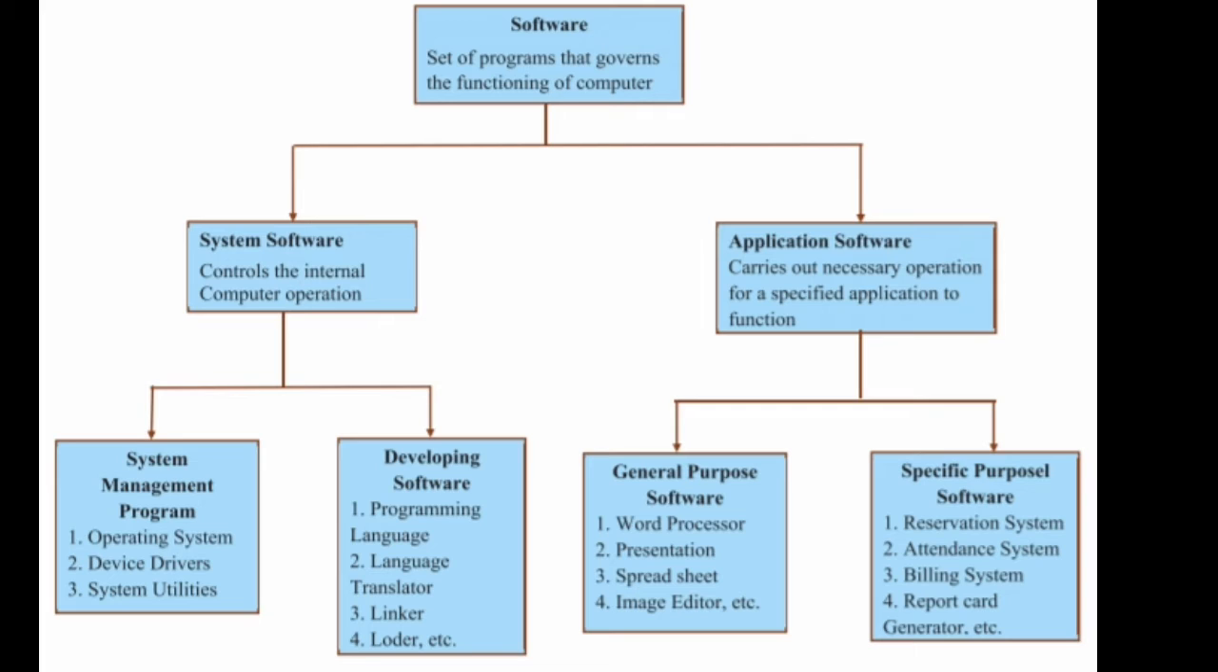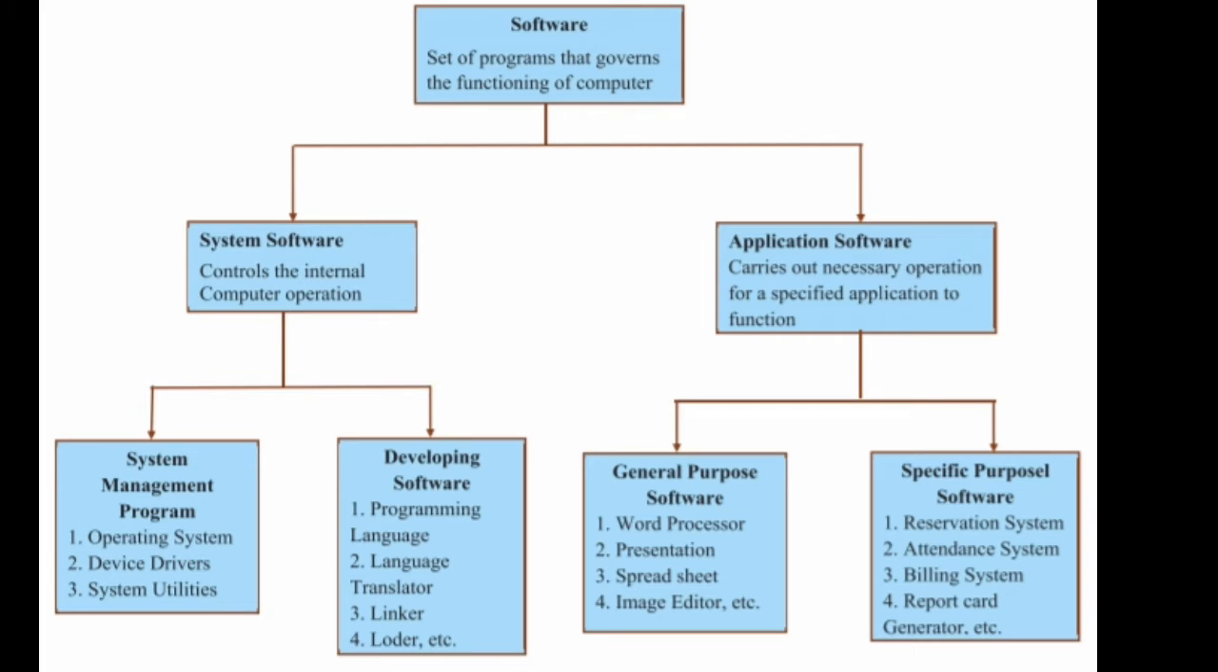Software is divided into two types, system management program and developing software. First, system management program. First one, operating system. Second one, device drivers. Third one, system utilities. Next, developing software. First one, programming language. Second one, language translator. Third one, linker. Fourth one, loader, etc. Next, application software.